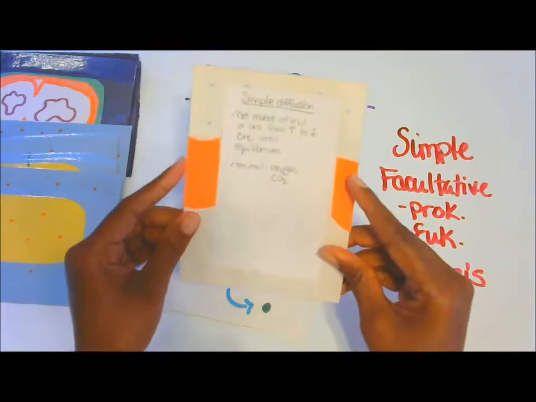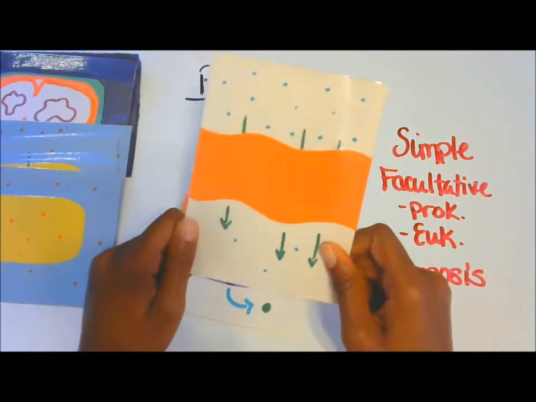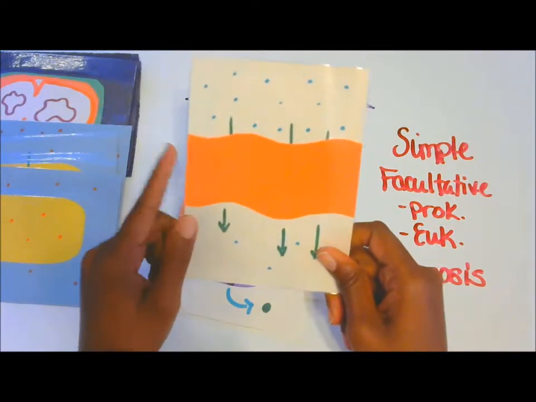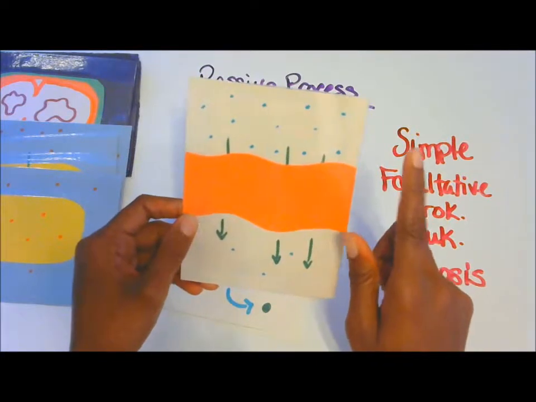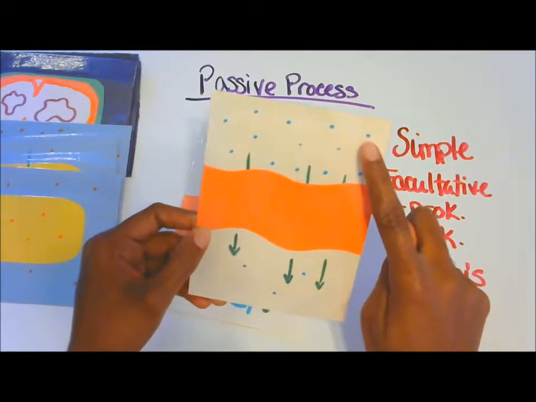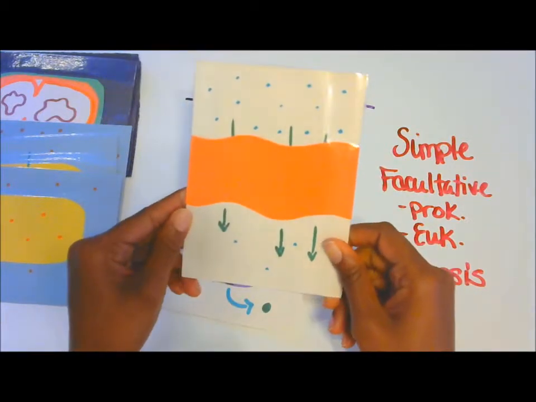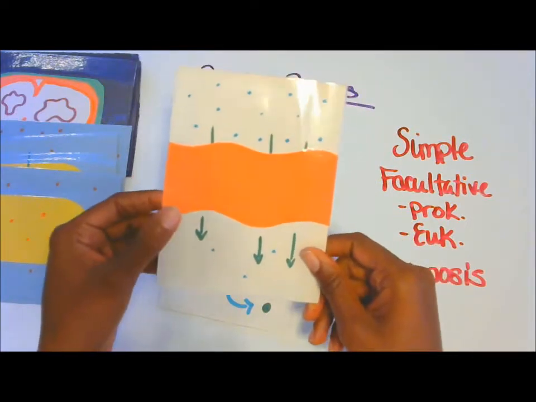In the back of my triggers, I have little notes to help me remember which is which and what the information is. So with simple diffusion, it's the net movement of molecules or ions from high concentration to low concentration. Some of these molecules can be oxygen or carbon dioxide.